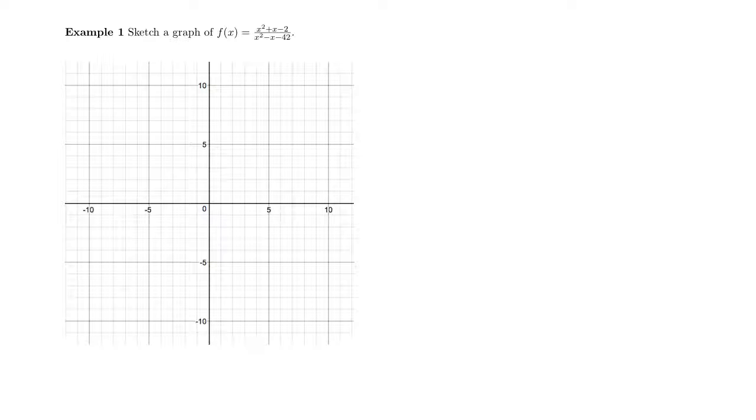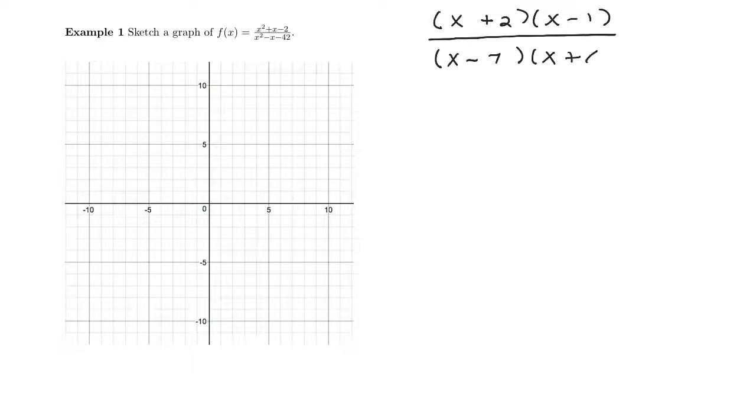So I can write this as x plus 2 and x minus 1, that will add to the x but give me a negative 2 at the end. And for the denominator, that's going to be x minus 7 and x plus 6. This will be useful for figuring out where things are located on this graph.